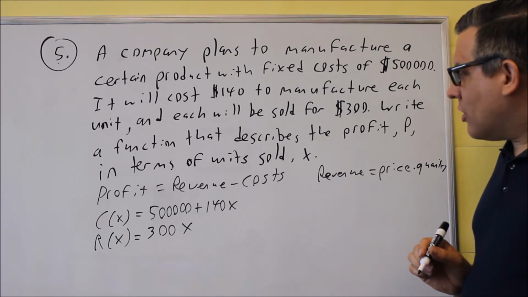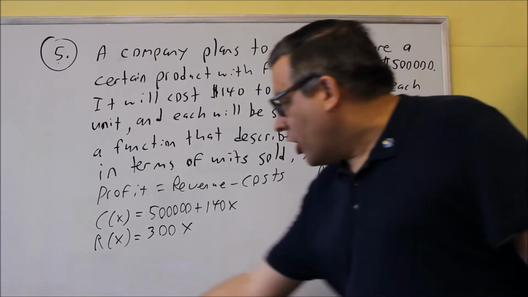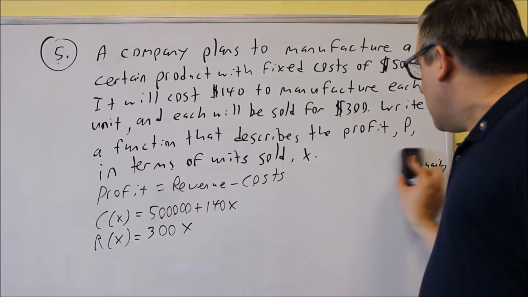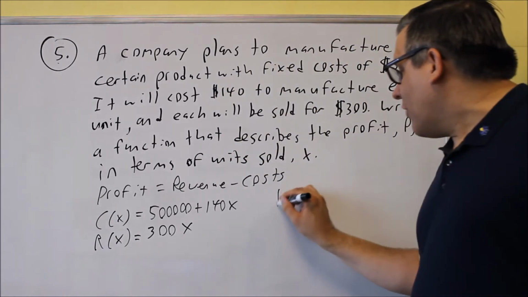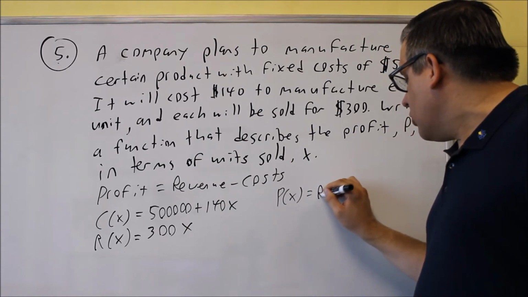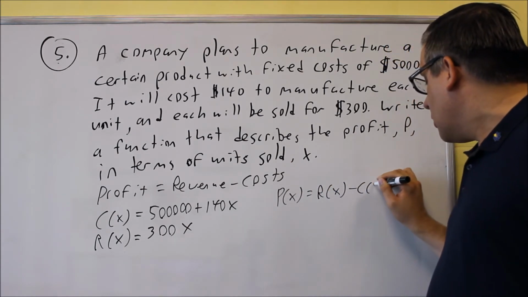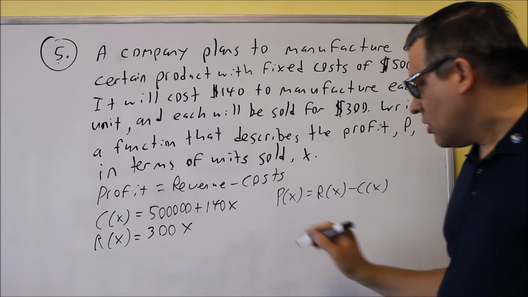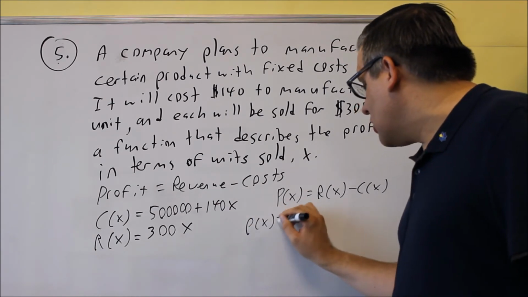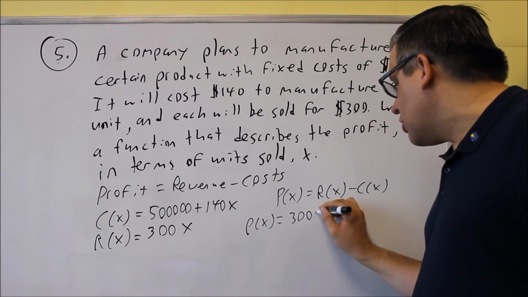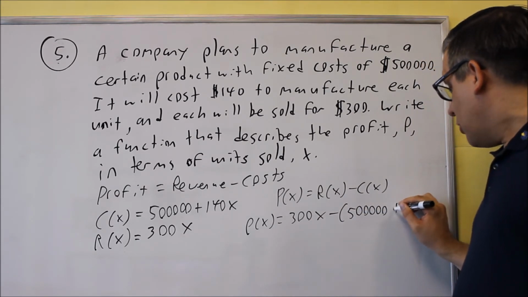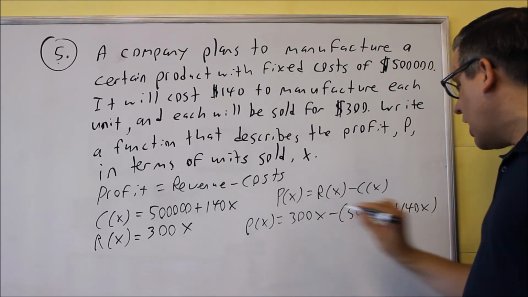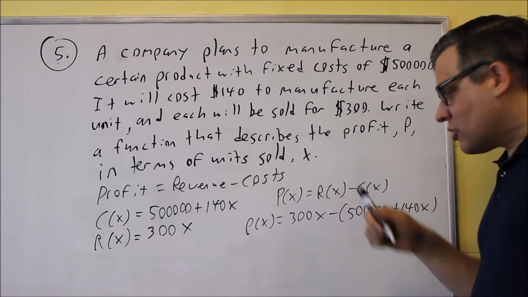Now what we have to do is set up the profit one. The profit one, we use this right here, so I'll erase this to get some room. And so we have your profit is equal to your revenue minus the cost. So in this case, P of x is equal to your 300x, that's your revenue, minus this whole thing, 500,000 plus 140x. We're subtracting the entire expression.